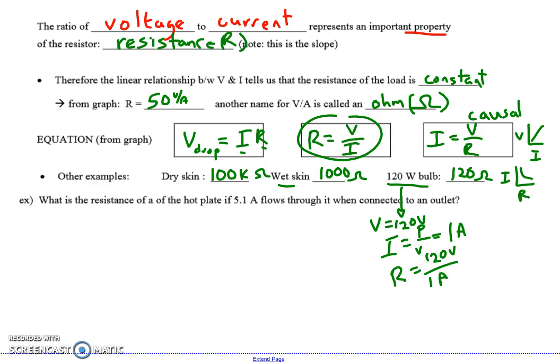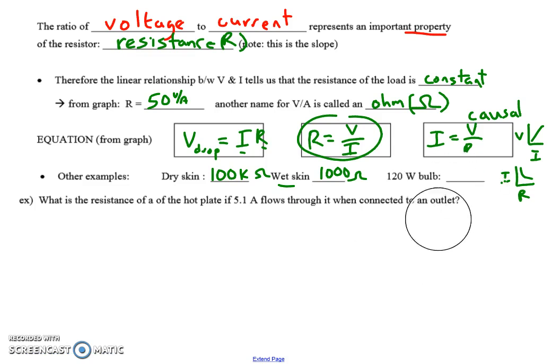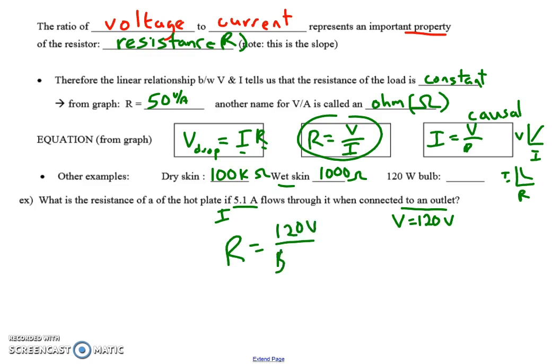Alrighty, let's turn back to something we've seen in class, the hot plate. When we turned it on the other day, we saw that it drew 5.1 amperes of current. There's I, and it's connected to an outlet, so we know that that is 120 volts. If I want to know the resistance, that's pretty straightforward. Resistance is 120 volts divided by 5.1 amps, and that gives us about 23.5 ohms.